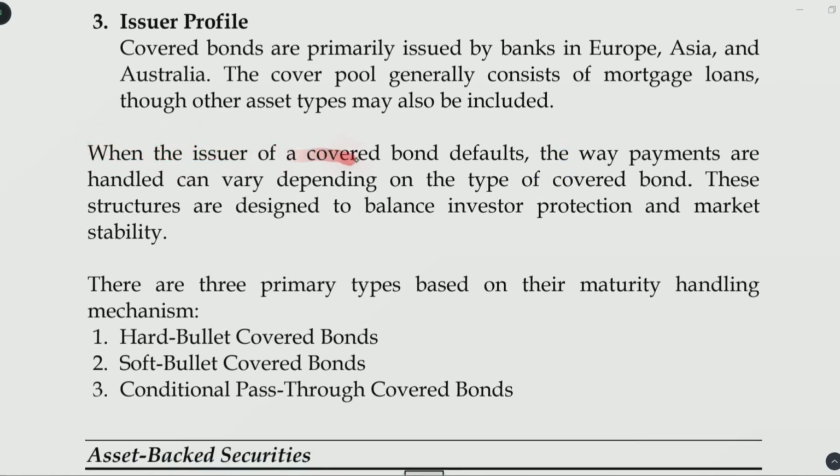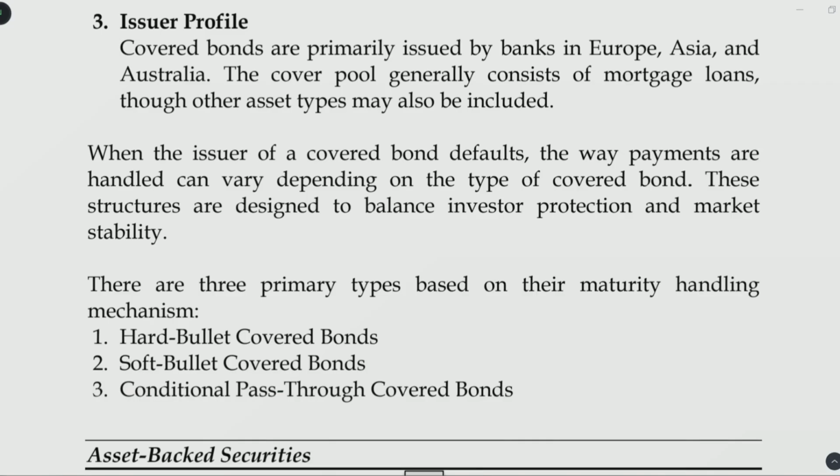When the issuer of a covered bond defaults, the way payments are handled can vary depending on the type of the covered bond. These structures are designed to balance investor protection and market stability. And there are three primary types of such covered bonds, which are based on their maturity and handling mechanism, and these are referred to as hard bullet covered bonds, soft bullet covered bonds, and number three, conditional pass-through covered bonds.